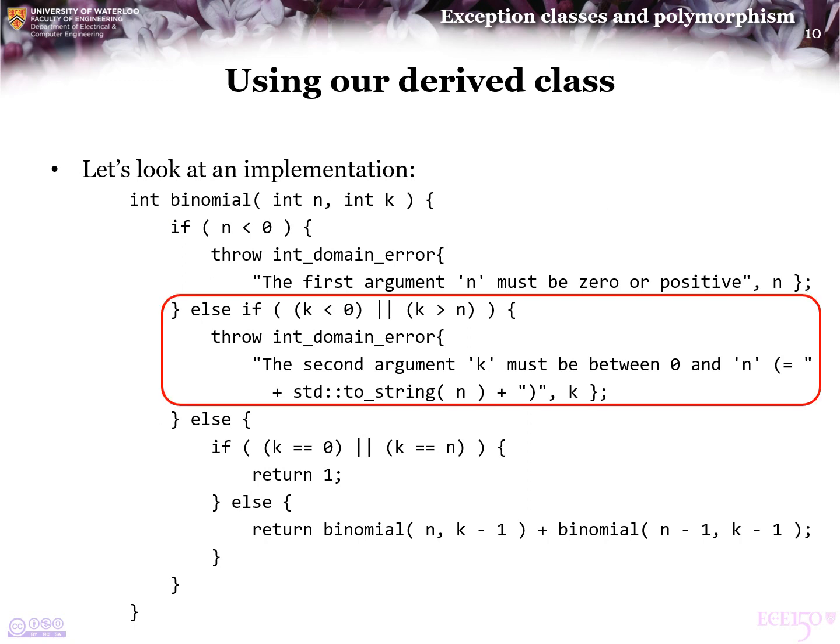Next, if k is either less than 0 or greater than n, we'll also throw an int domain error, and again the error message says the second argument k must be between 0 and n, and then it indicates what the current value of n is. The second argument to the constructor is the problematic argument k.